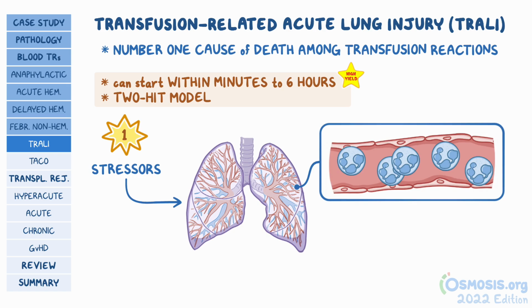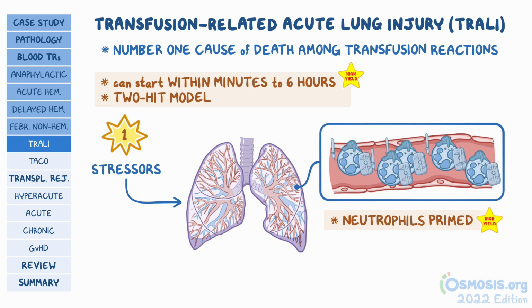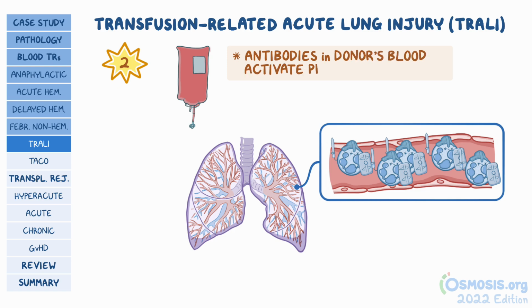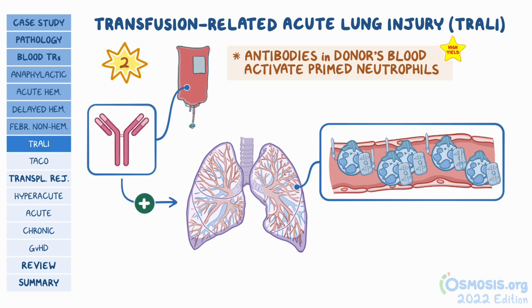causes neutrophils in the blood to be recruited and sequestered in the pulmonary capillaries. These stressors also cause the neutrophils to be primed, meaning they're prepared to start an inflammatory response when there's another stressor, or second hit. In TRALI, the second hit is the transfusion itself, where antibodies in the donor's blood activate the primed neutrophils, giving them the signal to start an inflammatory response in the lungs. Neutrophils then respond by releasing inflammatory mediators like cytokines, proteases, oxidases, and reactive oxygen species.